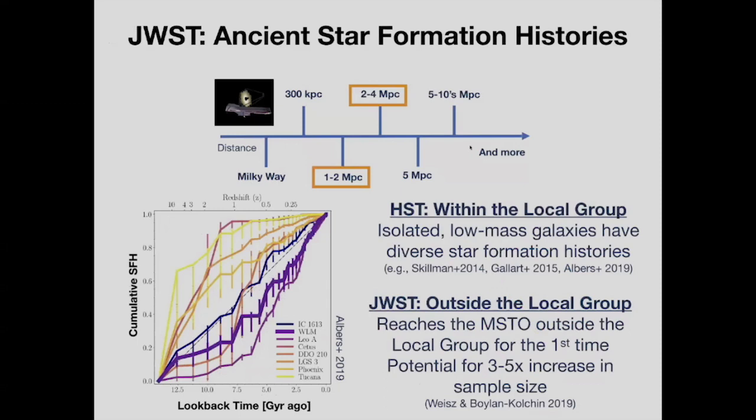Pushing even a little bit further, one of the things that HST has done remarkably well is quantify the star formation histories of galaxies. For example, low-mass galaxies have incredibly diverse star formation histories. So what's being plotted in the lower left is the cumulative star formation history of virtually every known isolated dwarf galaxy where the imaging reaches the ancient main sequence turnoff.